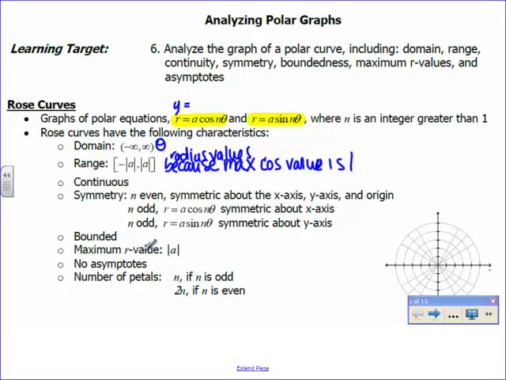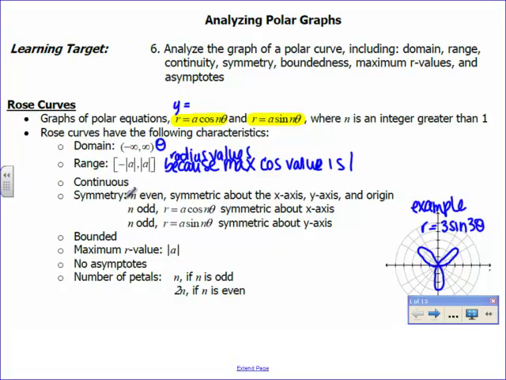Any graph we look at of a Rose curve is going to be continuous. If you recall from Unit 8, that means you can draw it all in one swoop of the pencil. So I'm just going to draw a sample curve here. Don't kill me for my poor artistry. This example is 3 sine of 3 theta. It is continuous. You can see that I could draw it all in one pen swoop.